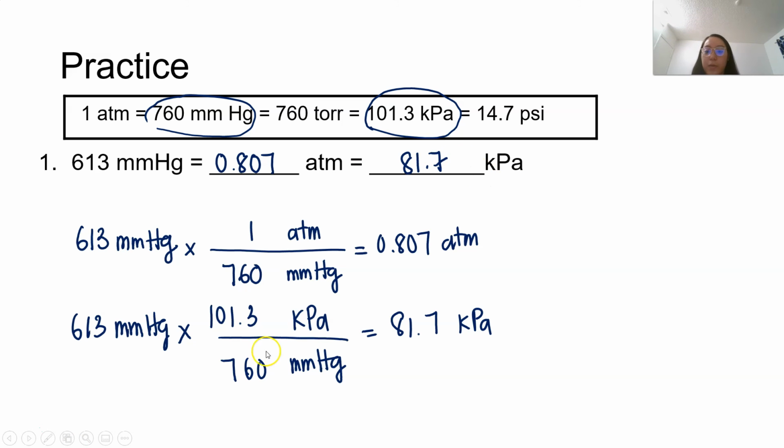All right, that is how you do these kinds of conversions. So now it's a chance for you to practice on your own.